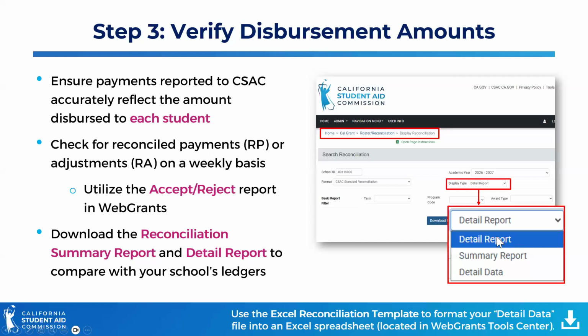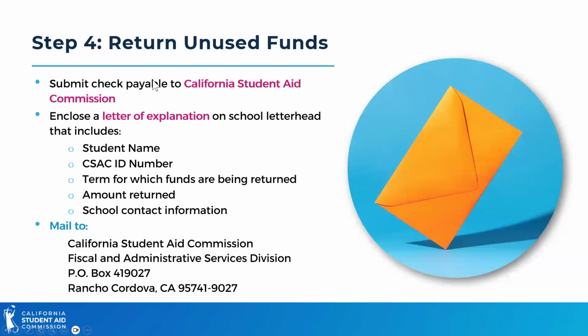then drill down to that detail report and hone in on a specific term, a specific Cal Grant type, and award type. So this would be, say, fall term or spring term, Cal Grant B, and award type might be that Access award once you've identified where the discrepancy lies. And then the final step is to return those unused funds. So that is going to be submitted in the form of a check along with a letter.